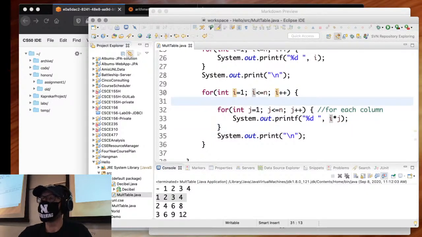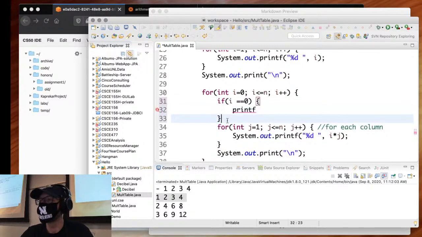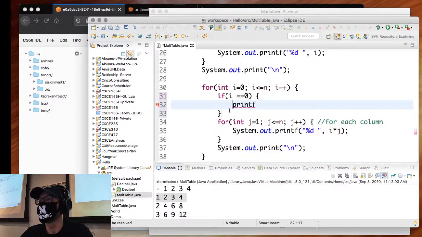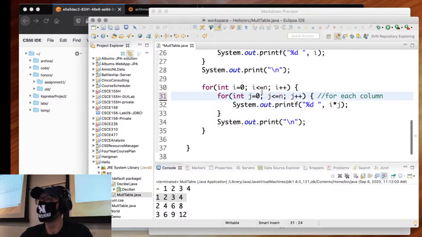So one way that I could do that is I could start this at 0, and then if i is 0, then print out i, printf, else do this stuff. Sorry, this actually should belong in here, right? And then I'll just start j at 0, and if j is 0, then I'll print j in the column here. That's way too complicated, right? Just take care of it simply. KISS, right? Keep it simple.